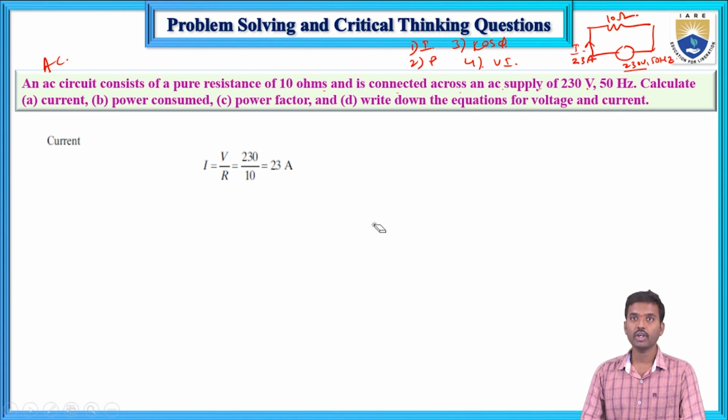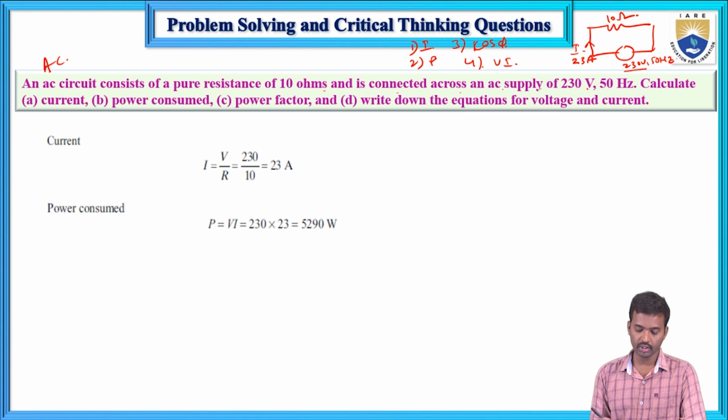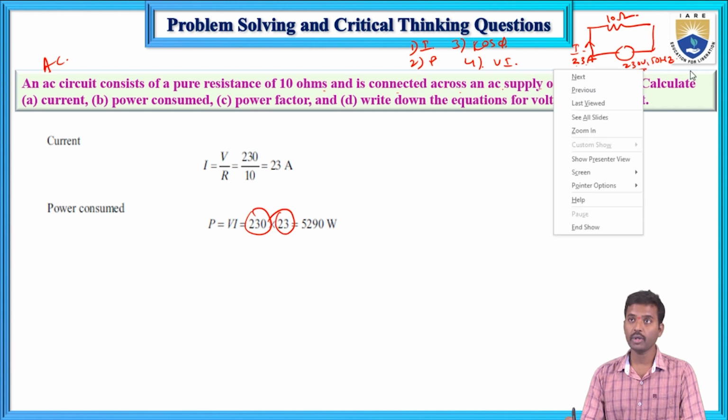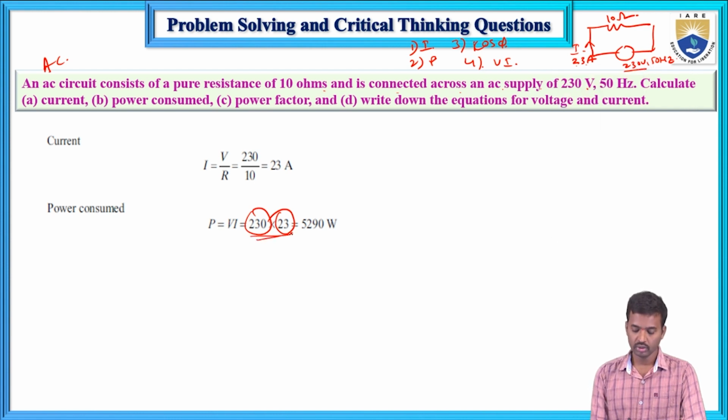Now, next, what about the power consumed? Power consumed means always we will take our true power. So power P equals V into I cos phi. But here cos phi equals 1 for the pure resistive case, so that I will explain in the next problem. So power equals V into I, 230 into 23, so no need to consider cos phi. Power consumed in the circuit equals 23 amperes into 230, that equals 5290 watts.